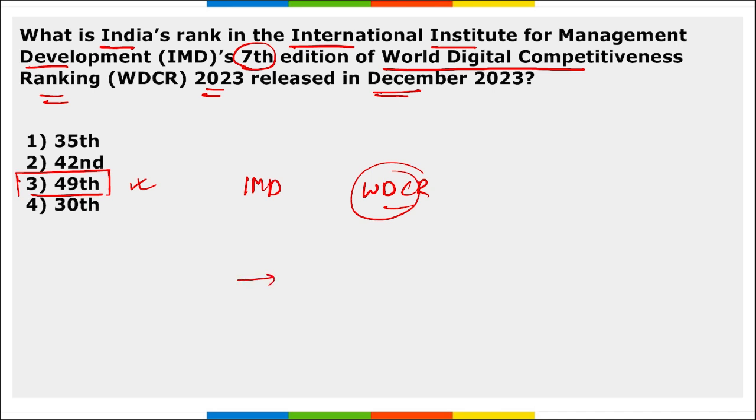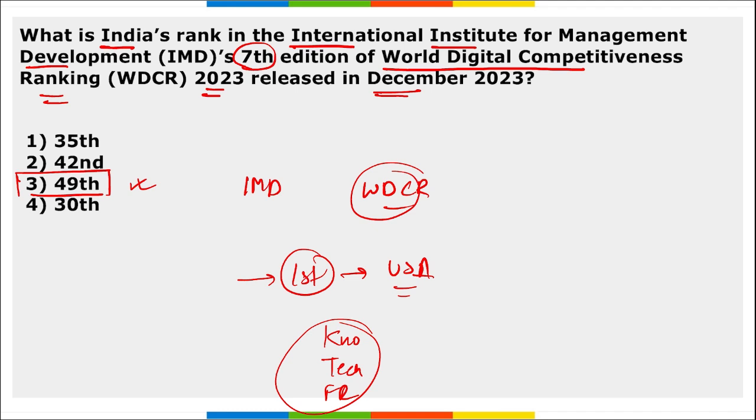Next question can be asked: which is the country that secured the first position here? It is the United States of America, and they have secured the top position in 3 categories, that is knowledge, technology and future readiness. So the rank here, in IMD's 7th edition of the World Digital Competitiveness Ranking: the rank of India is 79 and USA secured the top position.